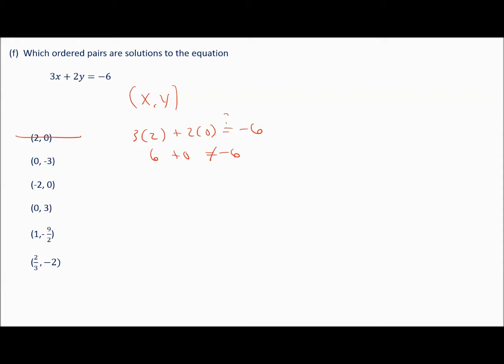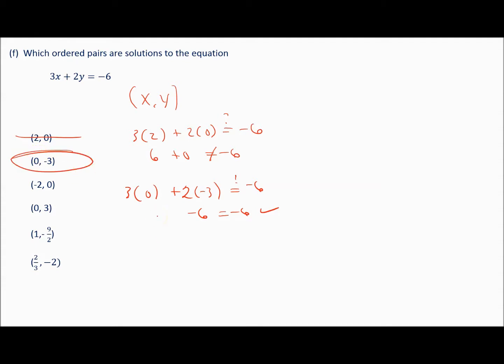I'm going to work my way down every one of these to determine if we have a solution or not. So the next one, I have 3 times 0 plus 2 times -3, is that equal to -6? We know 3 times 0 is 0, 2 times -3 is -6. Is that equal to -6? Sure is, so 0, -3 is a solution.